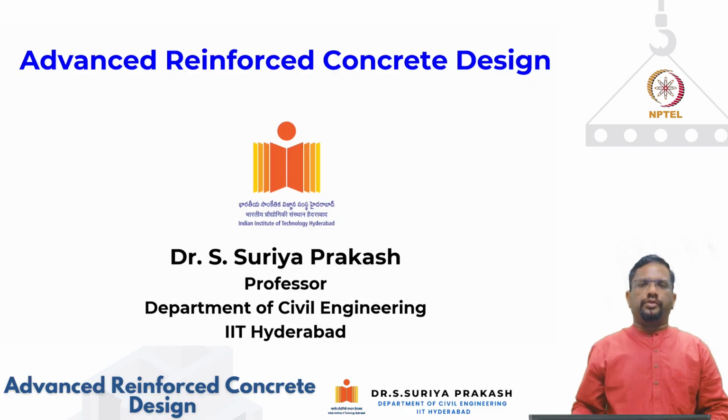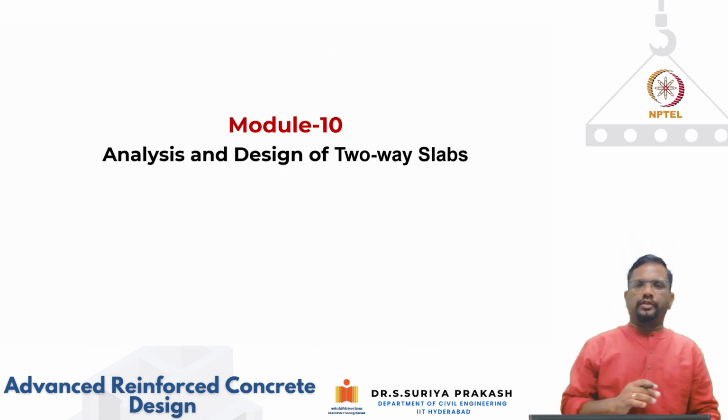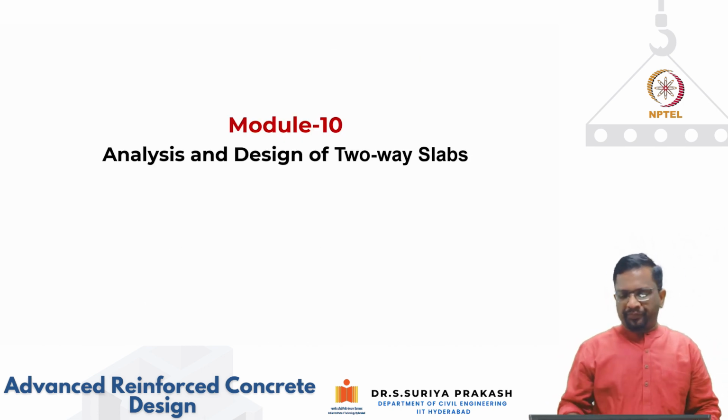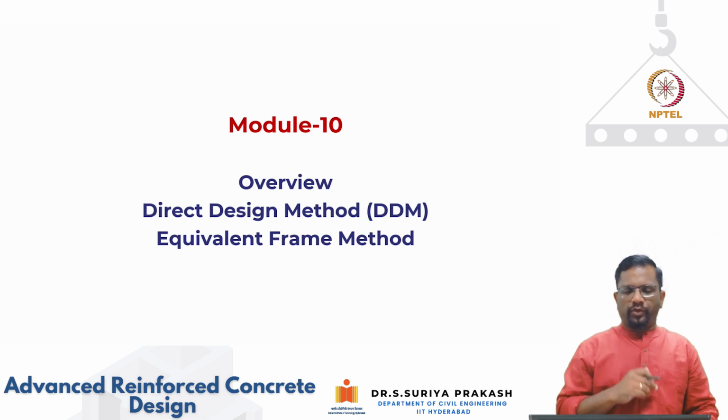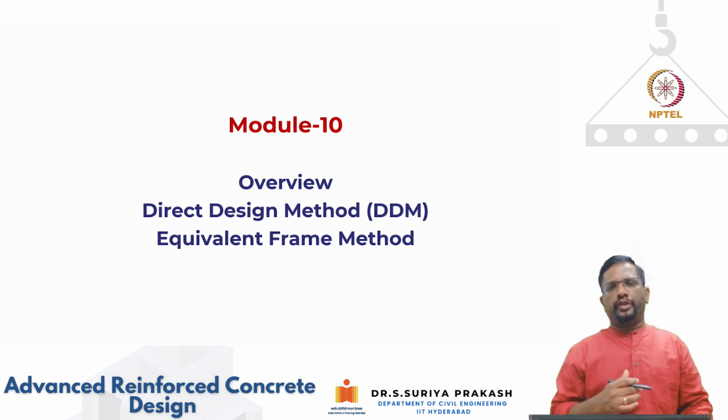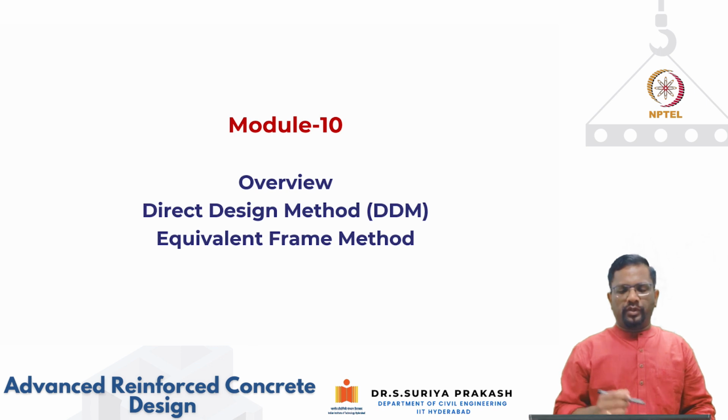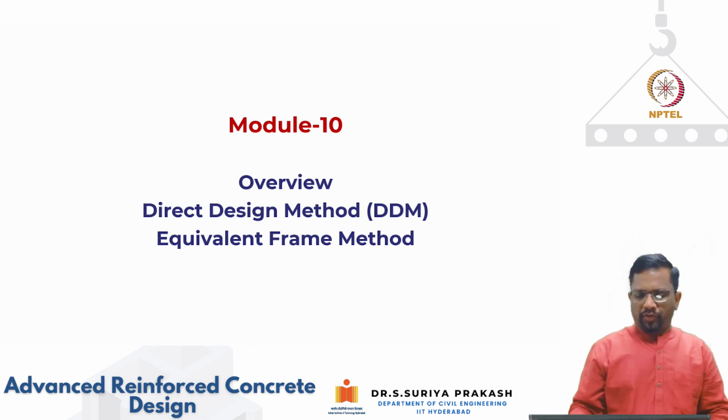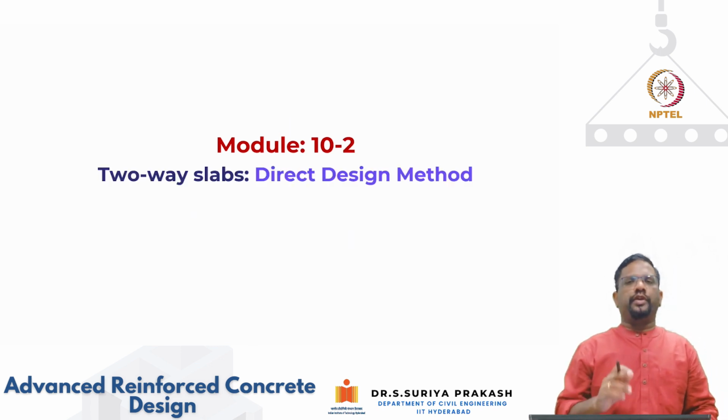Let's continue this last module as part of this advanced reinforced concrete design. We are discussing analysis and design of two-way slabs. In this part of the module, I think previously we discussed the types of slabs, the difference between one-way and two-way, and the code coefficient method. In this module, we are going to discuss the direct design method.